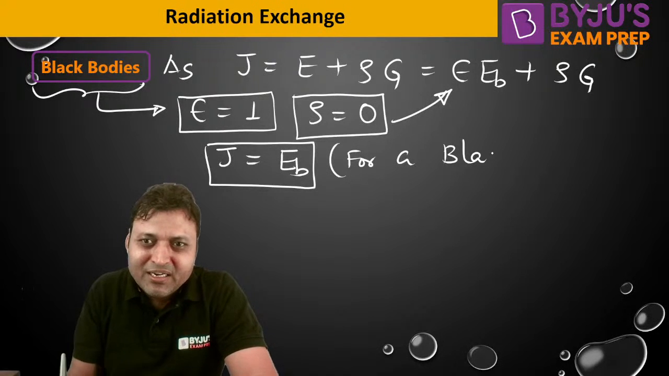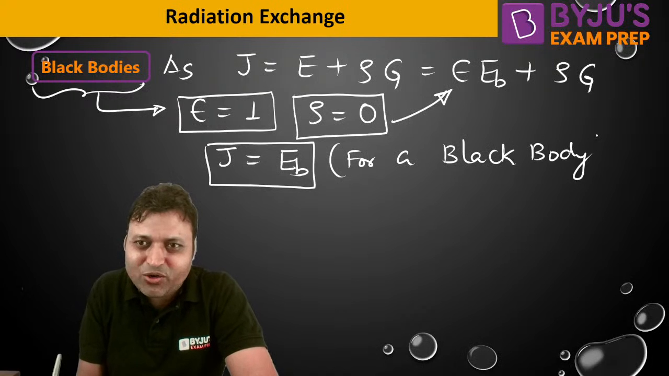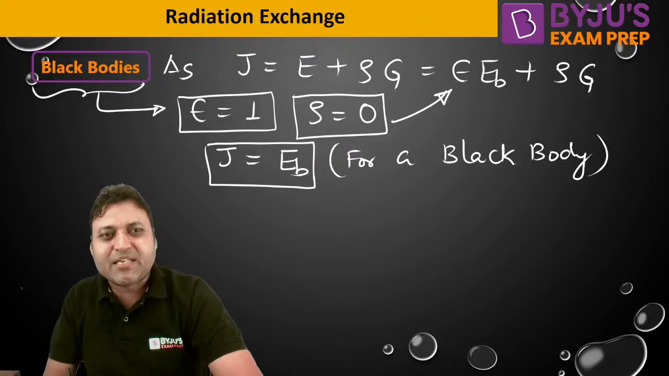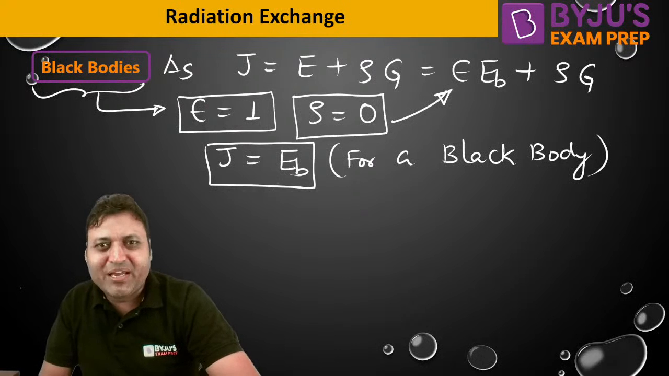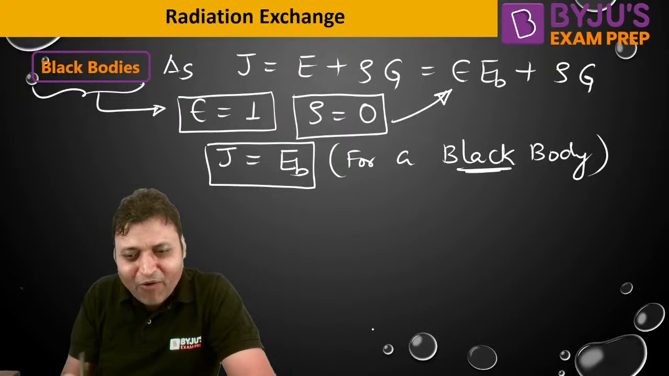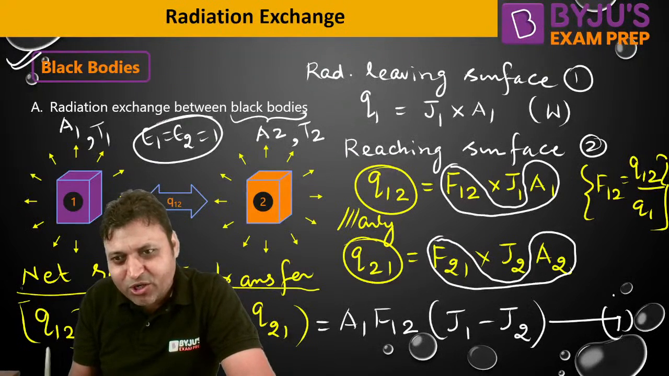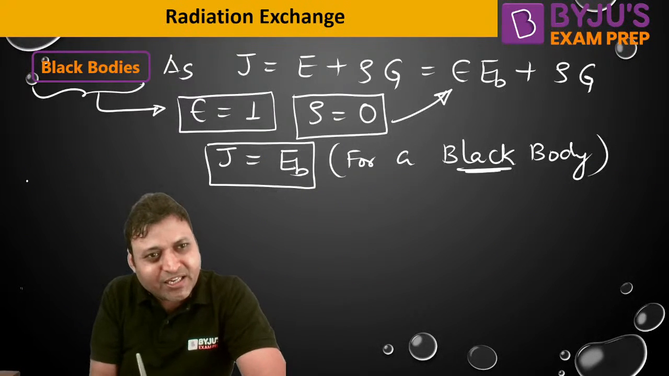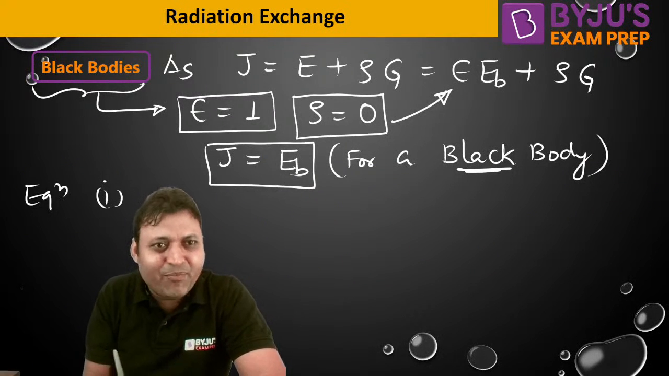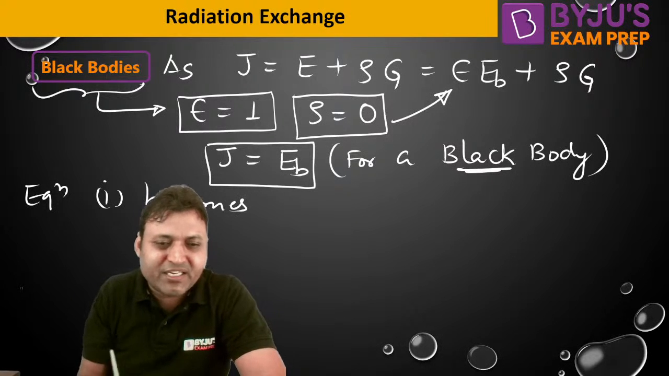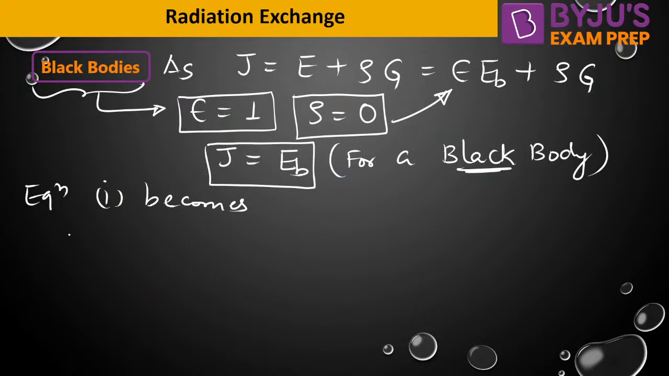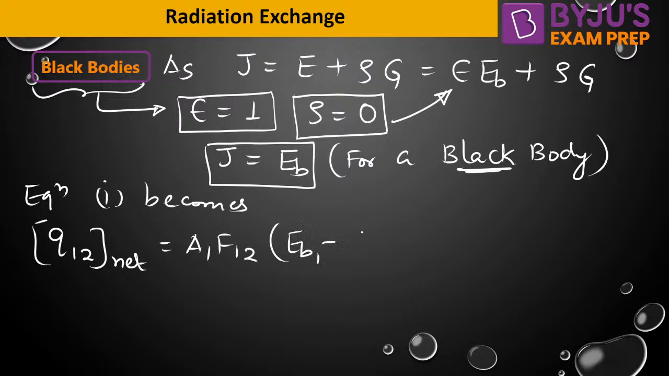For a black body, the radiosity is equal to the emissive power of the black body. Radiosity will be equal to the emissive power of the black body. So our previous equation, if I call this equation 1, can we write equation number 1 as Q1 to 2 net is equal to A1 F1 to 2 into EB1 minus EB2? Can we write this way?